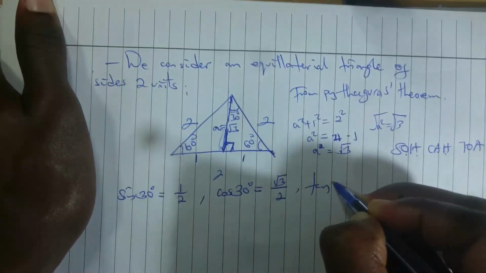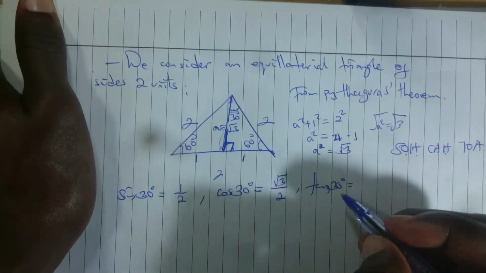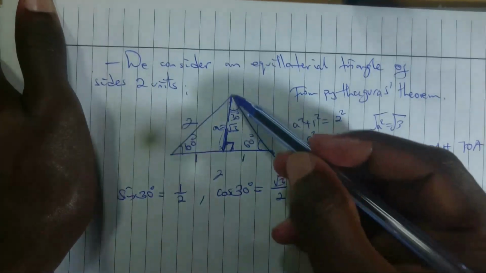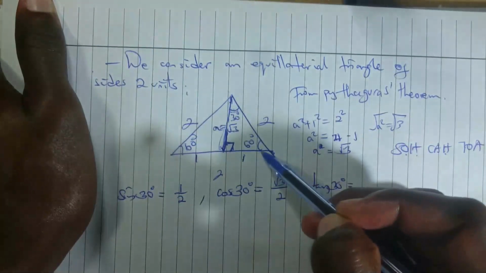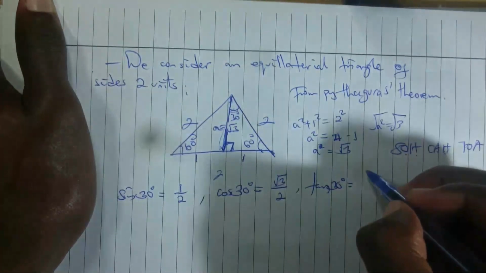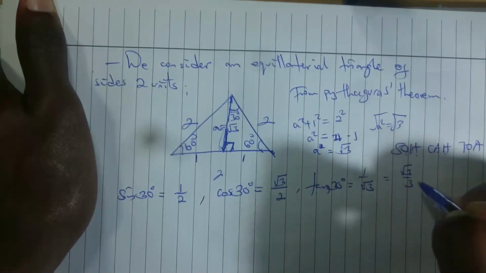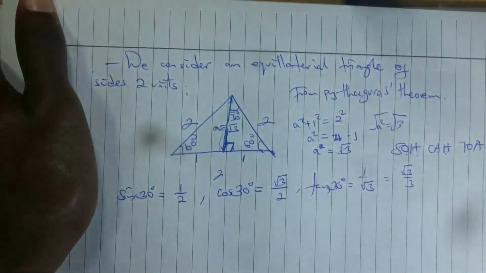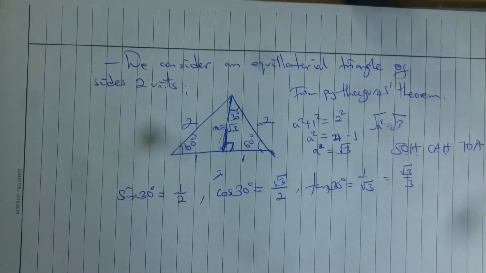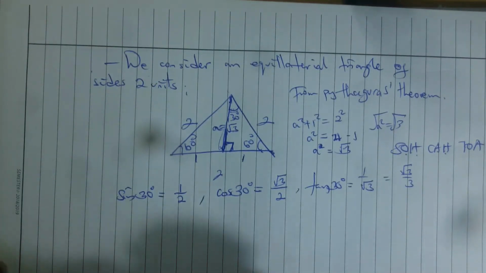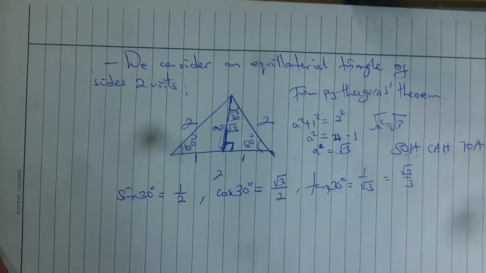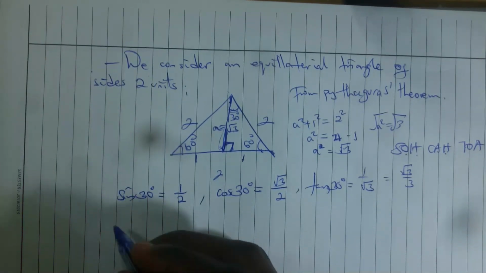Then tan of 30 degrees is the opposite over adjacent. Opposite to this angle is this side, which is 1, over adjacent, which is root 3. So 1 over root 3, which is also the same as root 3 over 3 if you rationalize. If you remember, rationalizing started in our previous, I think our last video. So we have got that for the case of 30. We are done. Let's shift to 60.